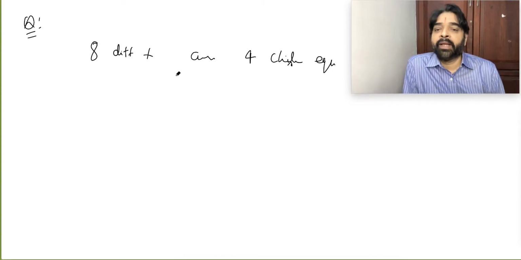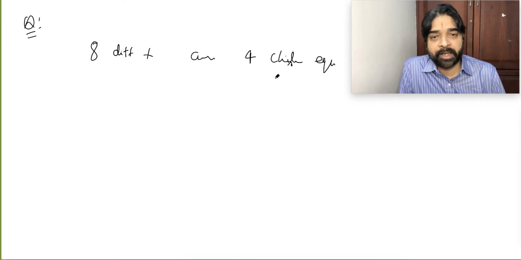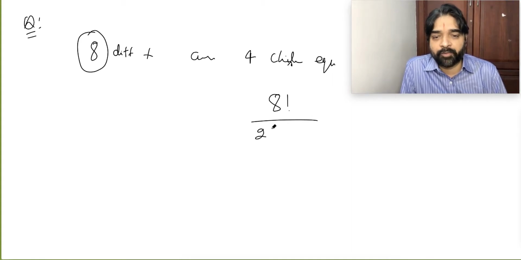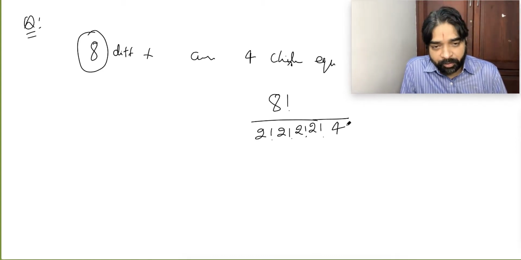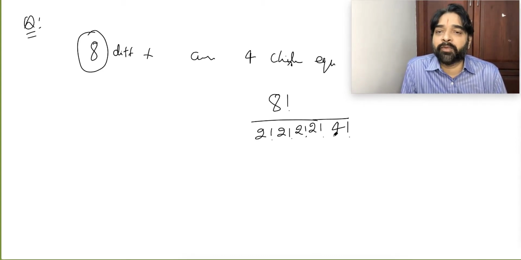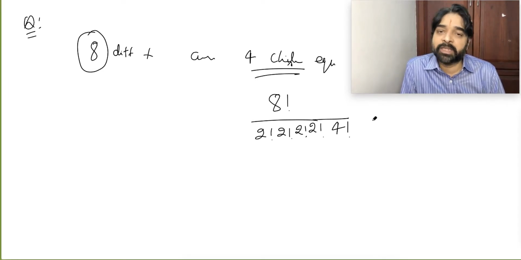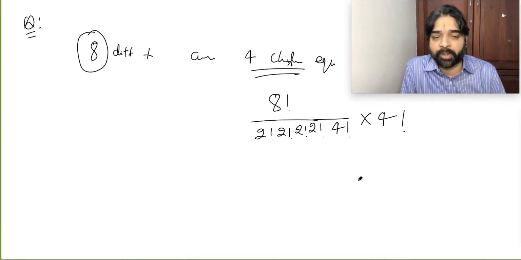Look here. 8 different fruits, 4 children equally. That means we have to make 4 equal groups of 8 objects. We'll say 8 factorial by 2 factorial, 2 factorial, 2 factorial, 2 factorial, yes or no? Into 4 factorial. Why this 4 factorial? This is just grouping, because equal, with the nCr formula a mistake will happen. 4 factorial we have to divide. But children are there to receive the groups, which means order is important, so into 4 factorial. This will be the answer. How many of you got this?